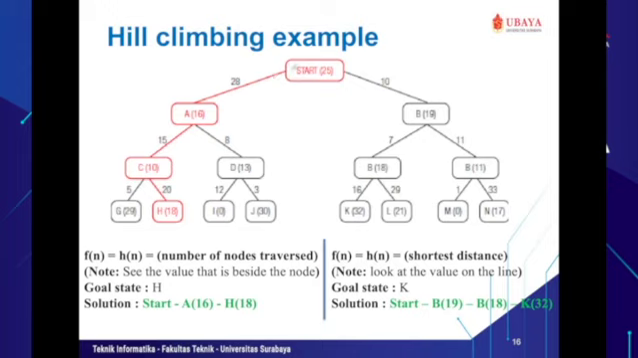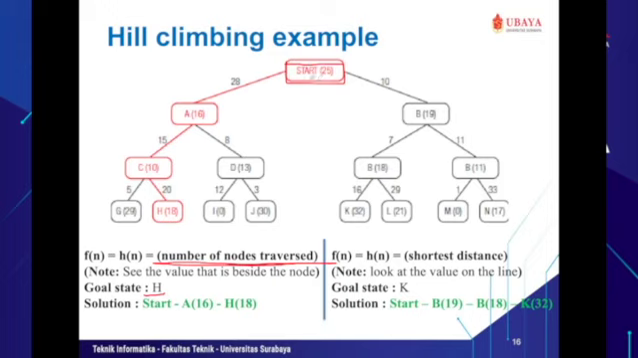So imagine that we have the following tree which starts here with the value of 25. For the heuristic function that we determine here, there can be 2 possible heuristics that we can use. The first one will be the number of nodes that are being traversed, and the second heuristic will be the shortest distance. So if we want to search the solutions for this tree using the heuristic of the number of nodes traversed, given that our goal state is node H here, then what we must see will be the number right beside the node name.